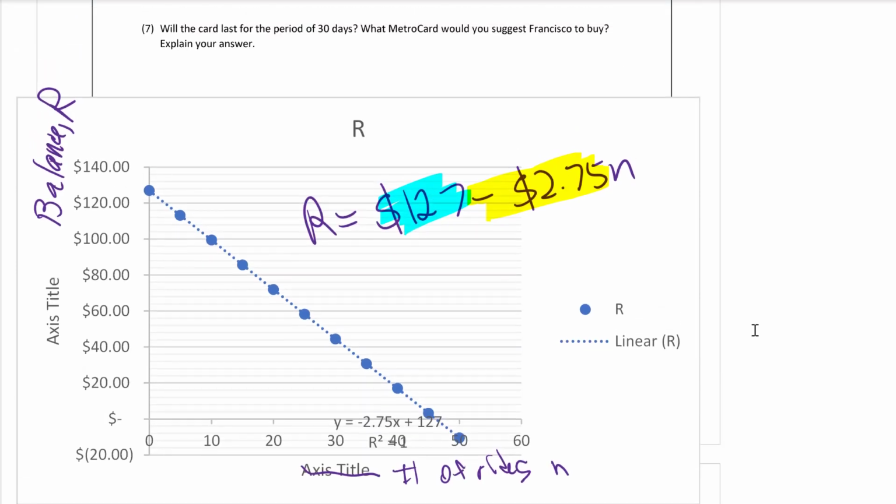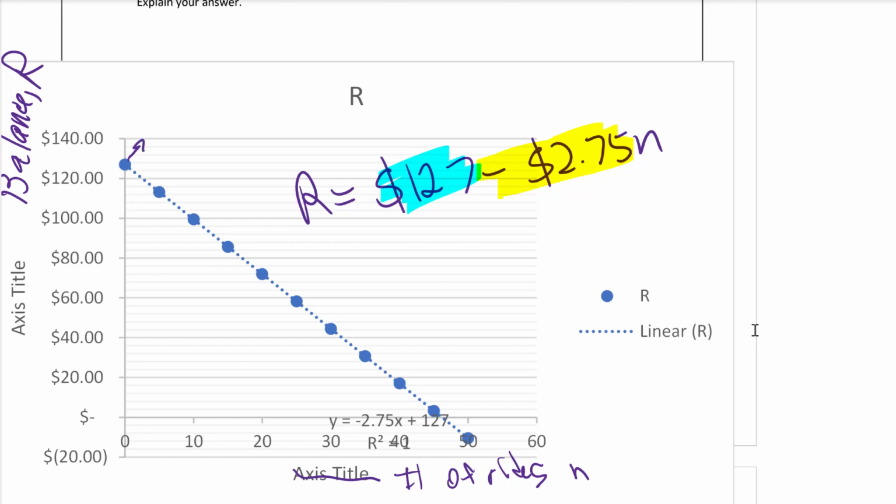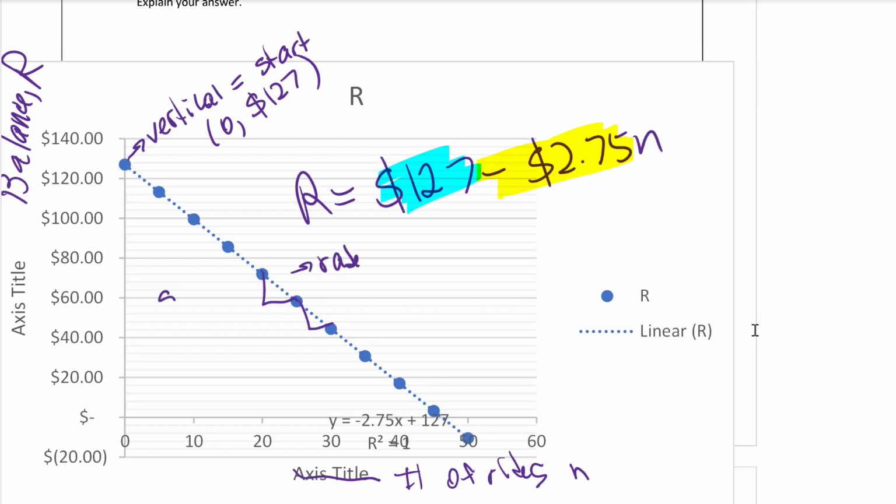lesson. So one thing that this also has, there's one more thing, which is you see the place. So basically, you see this is a vertical intercept, or the starting value. We write it like this: 0 rides, balance is $127. This is the rate of change. It's $2.75 for every ride. And there's one other thing that this one has, which is this value right here. This is called a horizontal intercept.